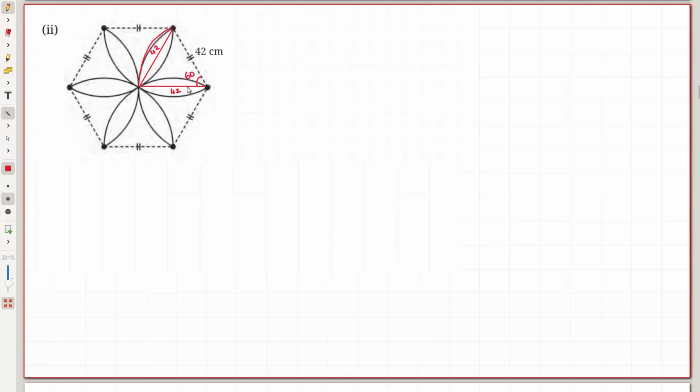Now this is my 60 degree. By using the formula for length of an arc, 2 pi r into theta by 360, I can find out the length of this arc. If I find out the length of this arc, how many arcs do we have? In total we have 12 arcs. So just multiply by 12, we'll be getting the answer.